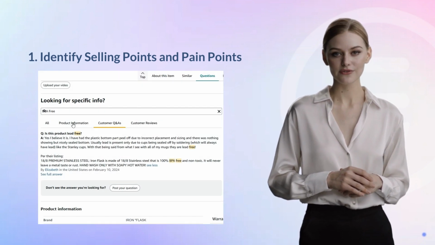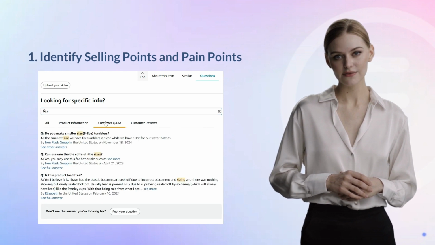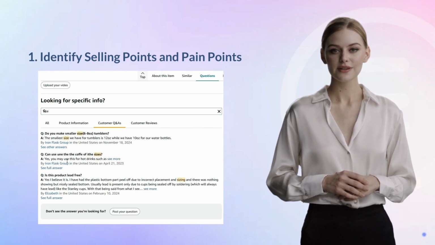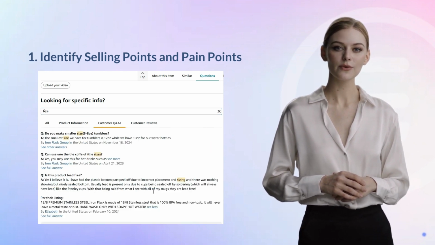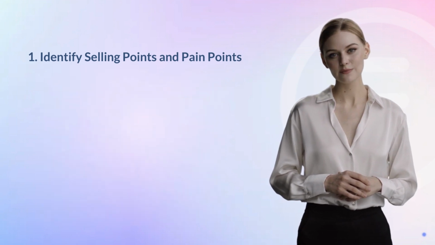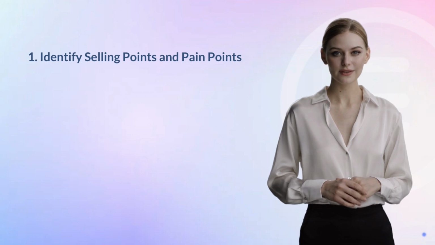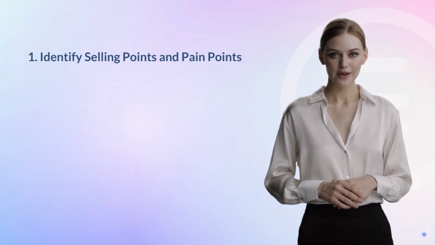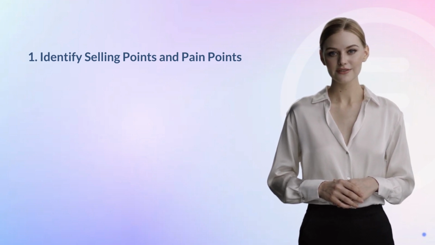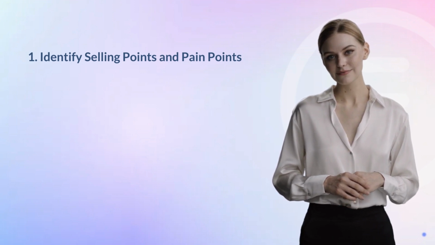Additionally, by browsing the Q&A sections of competitor listings, you can uncover the questions and concerns that potential customers have before making a purchase. Once you've identified these pain points, you can position your product as the solution, such as using different materials to make it more durable. This clearly shows how your product alleviates these issues.